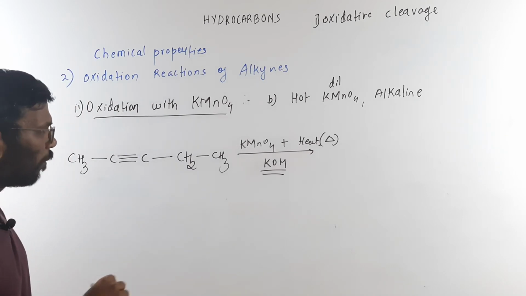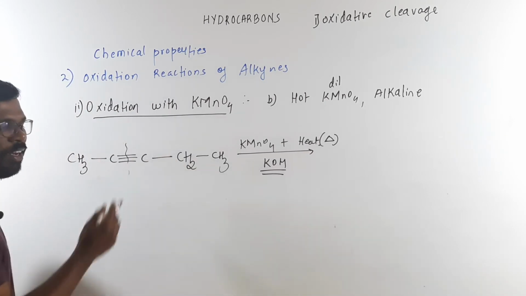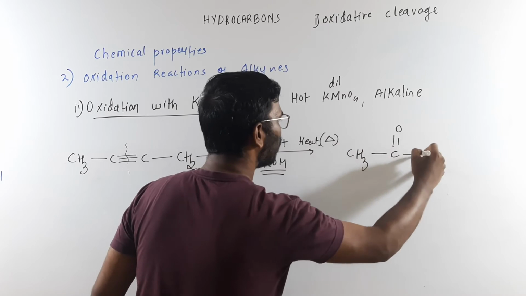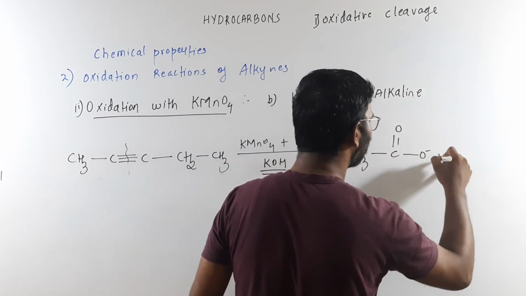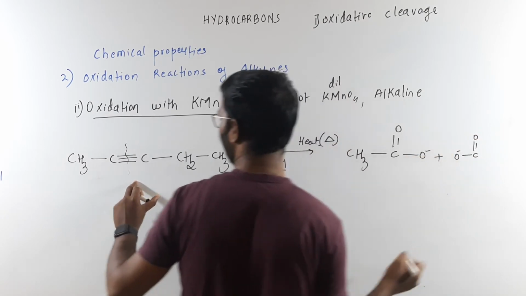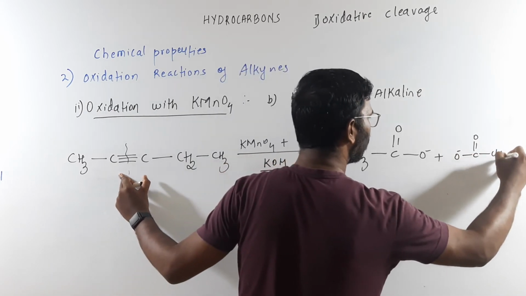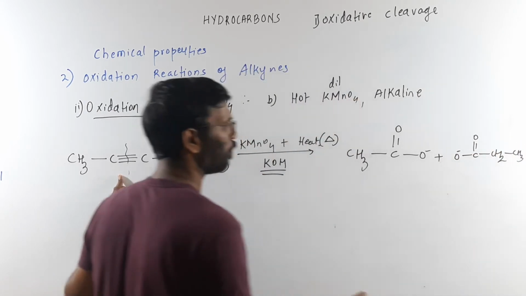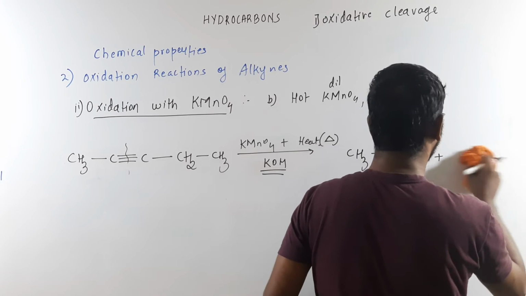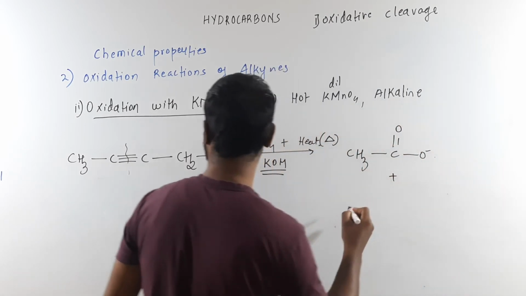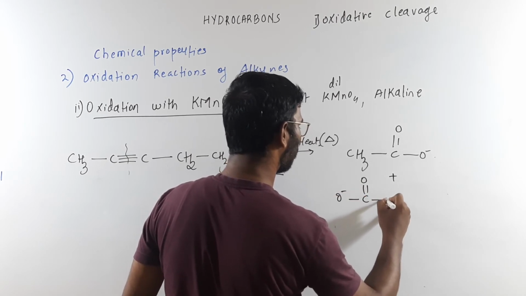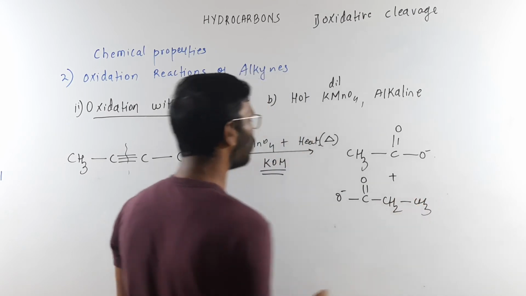So here, for the product we will be getting, first we need to break this bond. We need to do the oxidative cleavage, meaning on this side I will be getting the acetate, CH3 C double bond O, O minus, plus on the other side C double bond O, O minus, and CH2, CH3. I'll write it over down here, since this may not be coming into the frame.